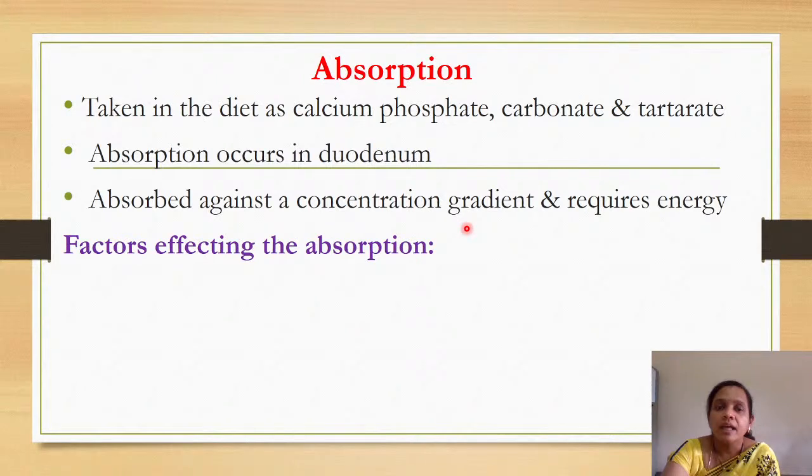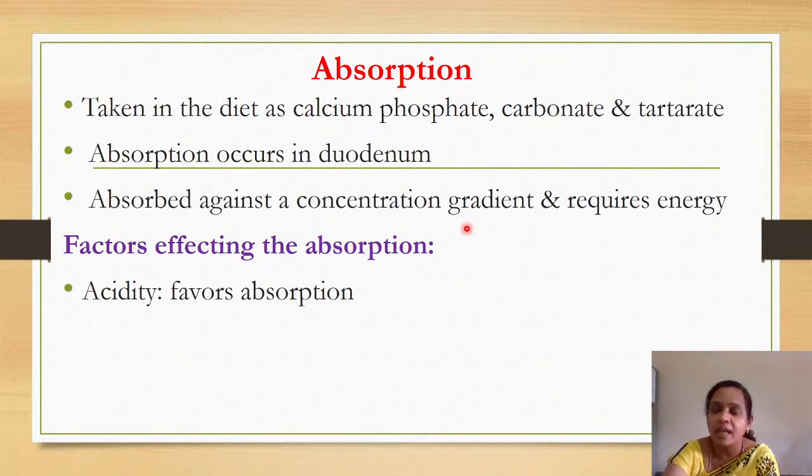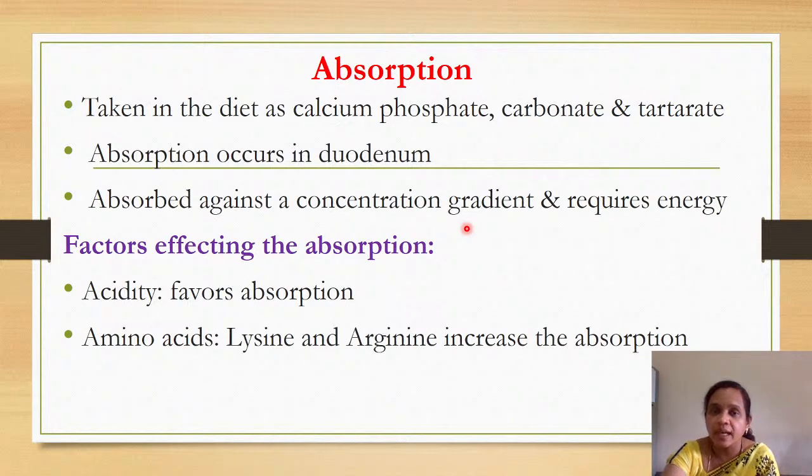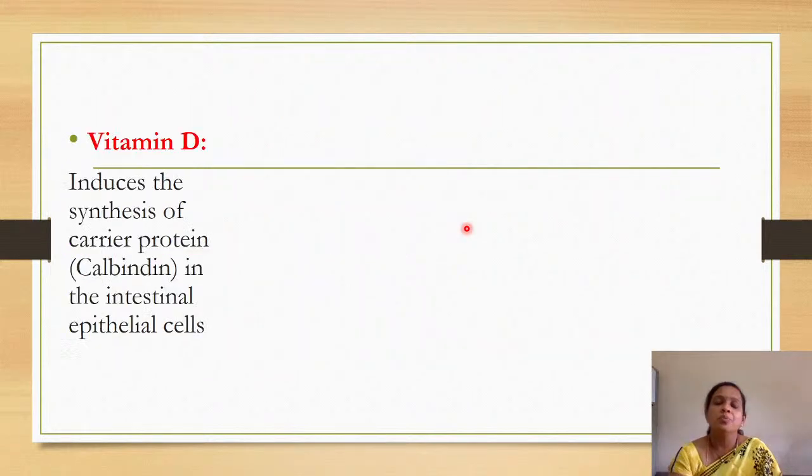The factors that affect the absorption. Acidity favors the absorption of calcium because it splits calcium phosphate, calcium carbonate and tartrate, and allows the availability of free calcium. Amino acids: having a protein diet will increase the absorption of calcium. Usually amino acids like lysine and arginine increase the absorption of calcium. Now, the most important factor required for absorption of calcium is vitamin D. What does vitamin D do and how does it help in increasing calcium absorption?